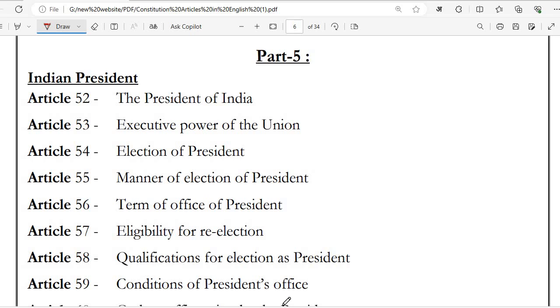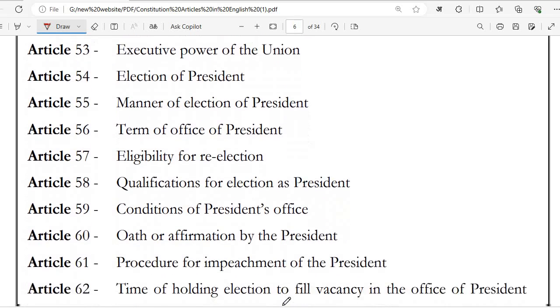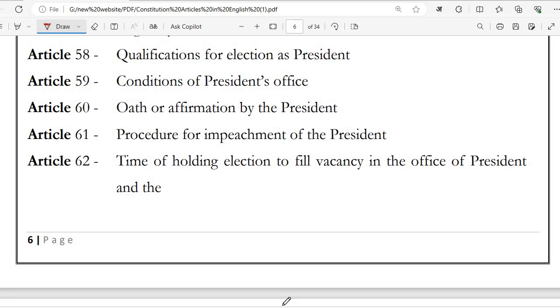Article 58, qualification for election as president. Different types of qualification, like he must be a citizen of India, and he must have completed the age of 35 years, and the maximum age may be whatever, there is no bar. Article 59, conditions of president's office. Any person who is contesting the election of president, there are some conditions. He must not be a member of parliament or any state assembly, and must not be under public services or these kinds of things.